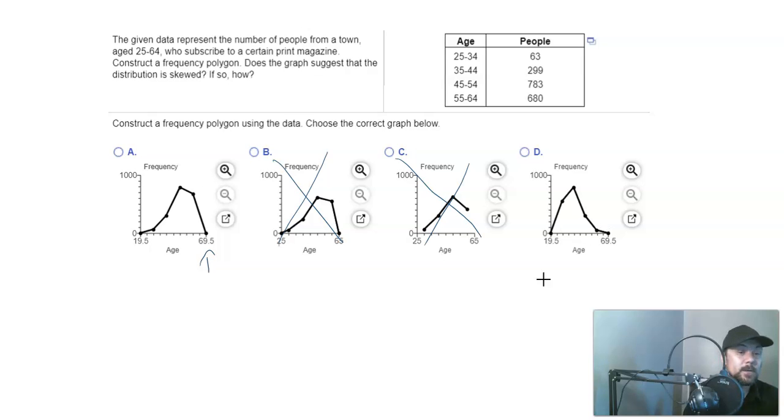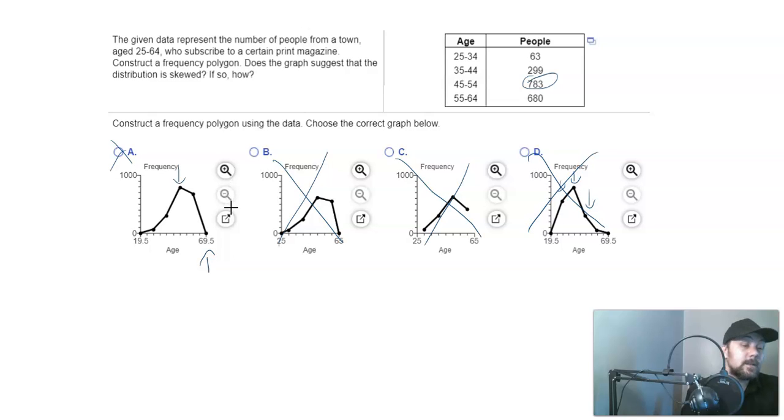And same thing with this one. So A or D are both in the running here. Now, if you look at the 4 classes that we have, the peak should be the 3rd class, whereas here, this is the 1st class, this is the 2nd class, this is the 3rd class. This frequency polygon peaks at the 2nd class. So that isn't correct. It should be peaking at the 3rd class, which is this one right here. So it looks like A is the right answer again.